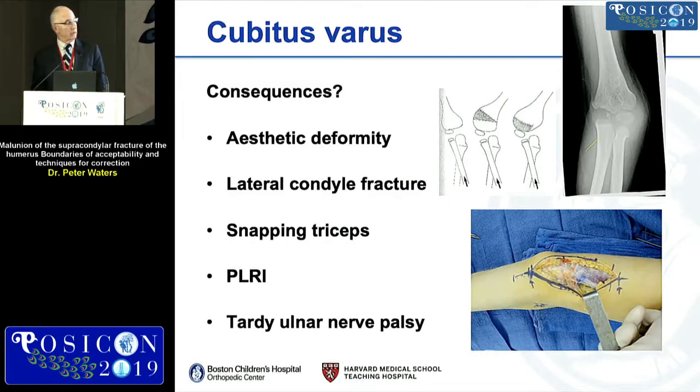What's the consequence? It's been touched on a little bit. The first is the aesthetics. The second is that abnormal posture with a secondary fall increases the risk of lateral condylar fracture and Monteggia fracture dislocations. You will see some kids who have a snapping triceps syndrome, and you have to sort out, is it a triceps issue that's going on, and there are rare cases of true posterolateral instability of the elbow. And occasionally, as mentioned, you will similarly get a tardy ulnar nerve palsy problem.